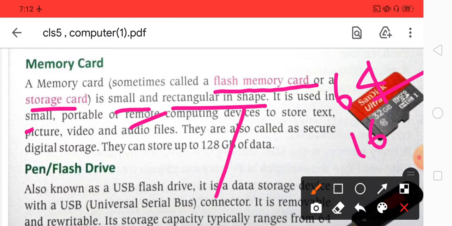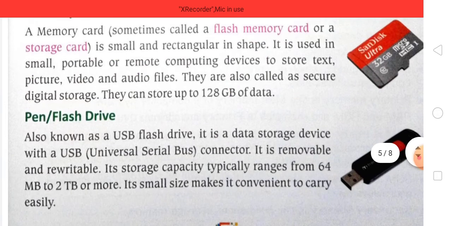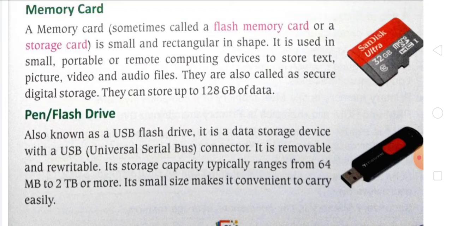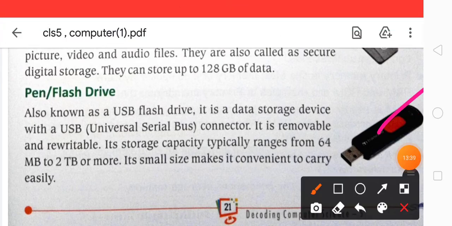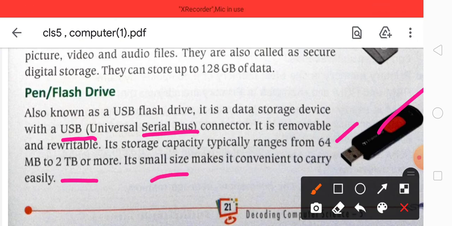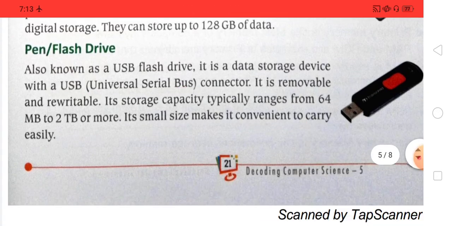Then the pen drive or flash drive, also known as the USB flash drive. You can see this one is the USB flash drive. It is removable and rewritable. USB means universal serial bus. Its storage capacity typically ranges from 64 MB to 2 TB. It is very small in size, which makes it convenient to carry easily from one place to another.